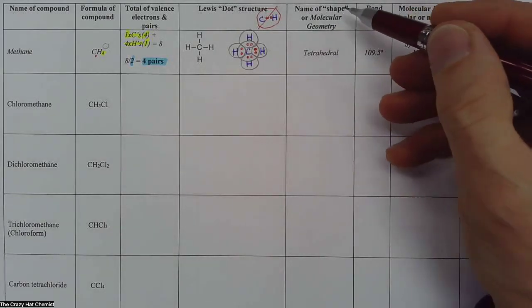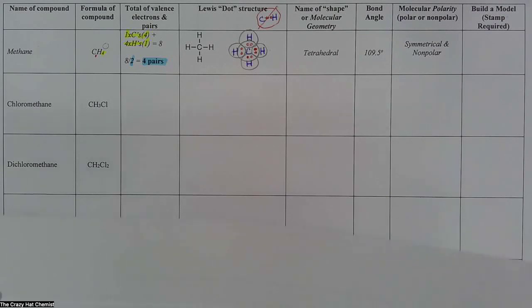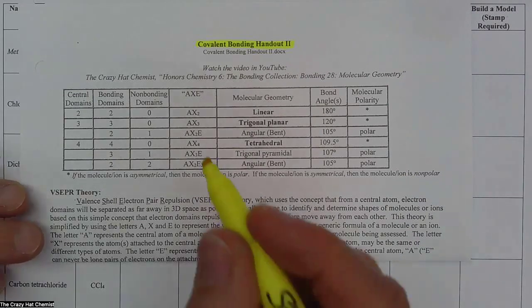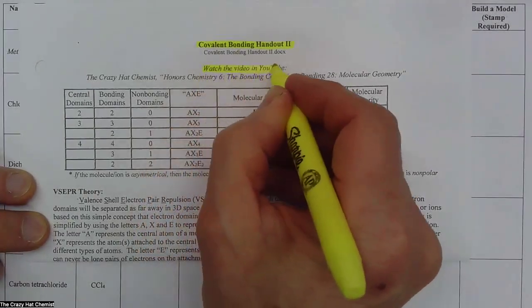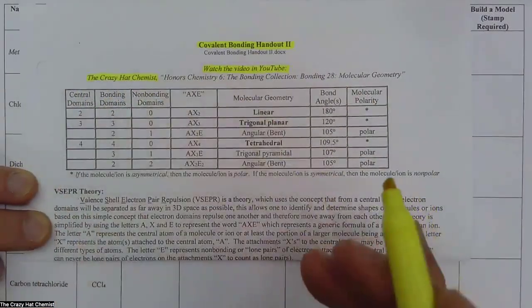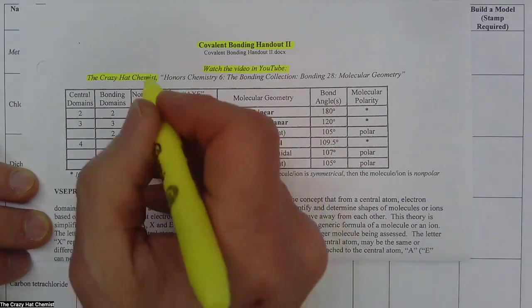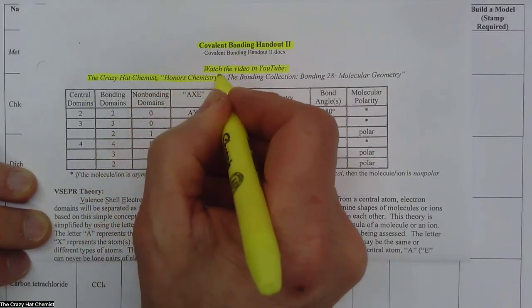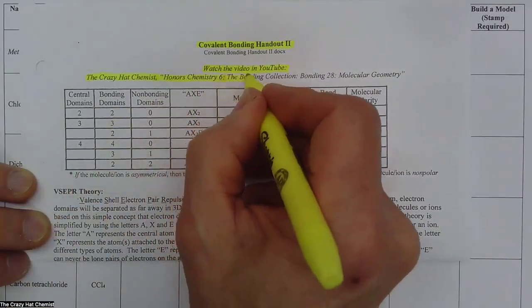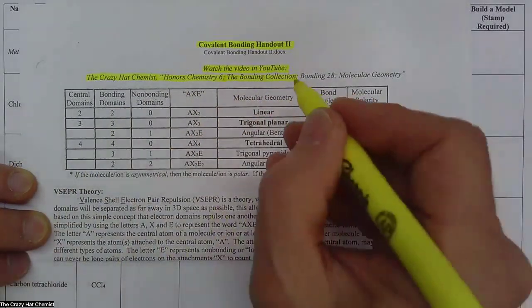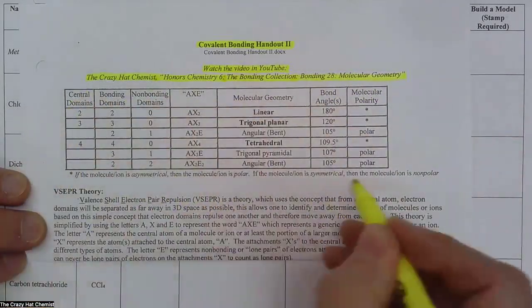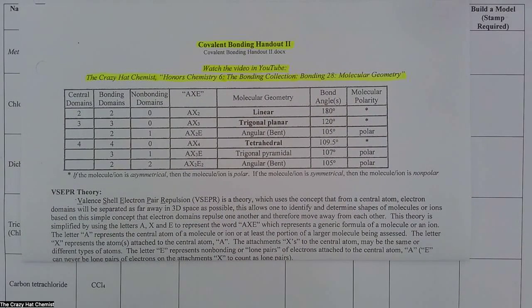Then the next thing is that we are going to do the next column, and we're going to name the shape or the molecular geometry. In order to do that, we're going to go to the top of this worksheet. If you wanted a further explanation of the top of this worksheet, you're going to watch my video on YouTube. It's The Crazy Hat Chemist. That is me, because I'm crazy. I wear hats on Fridays, and I'm a chemist. You're going to go to the Honors Chemistry 6 section of my videos. That's the playlist. You're going to go to the covalent bonding section. That's that playlist. You're going to go to bonding number 28, molecular geometry. And this data table will be there with an explanation therein.